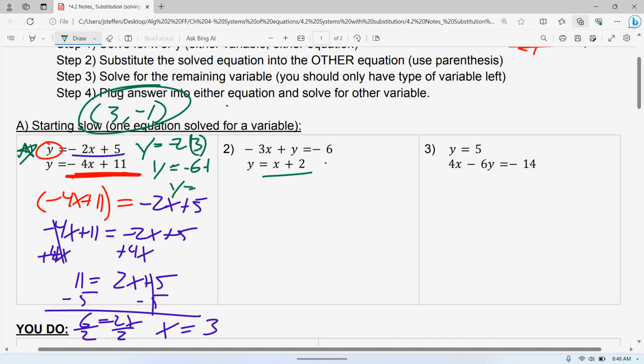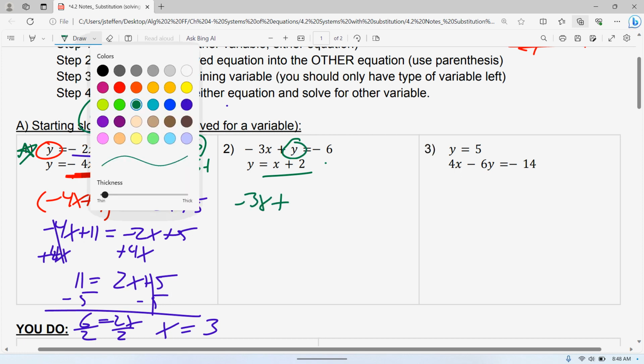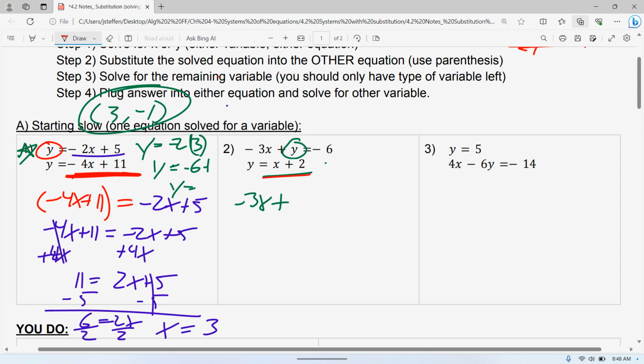Now, a lot of these equations are solved for y, but it could also be x. It doesn't matter what the equation is. We just use y in slope-intercept form. Right here, I have negative 3x plus, now instead of that y, I'm taking that y out and putting in x plus 2. It's equal to x plus 2. Now we solve that.